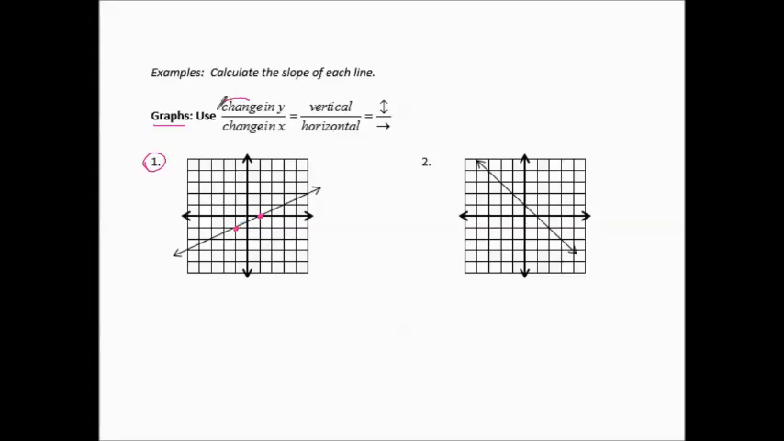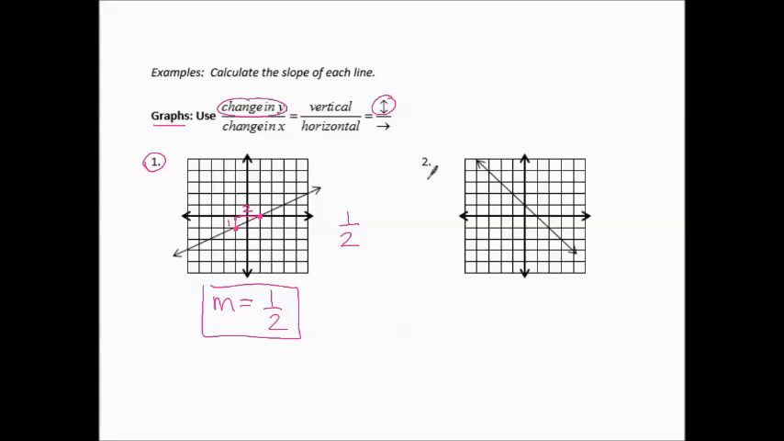So remember, it's a change in y or up, down first. So I want to figure out how far I go up. And here I'm going to go up 1, over, I go to the right 2, so that's a positive slope. So for this one, the slope is equal to 1 over 2.